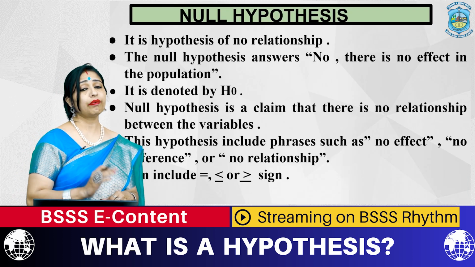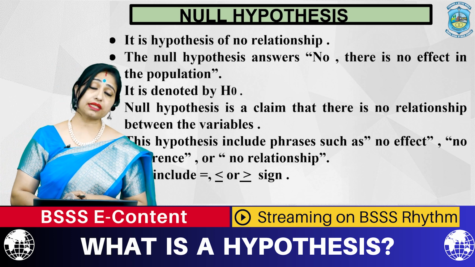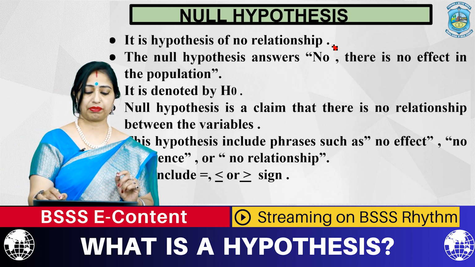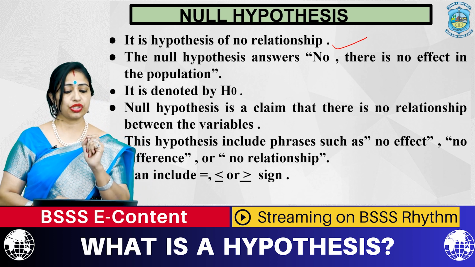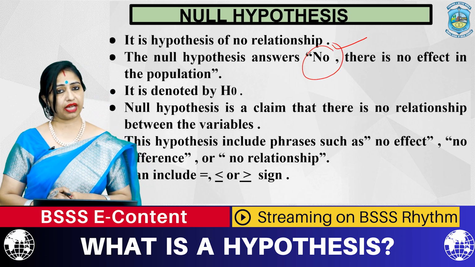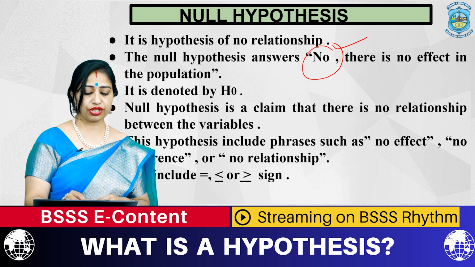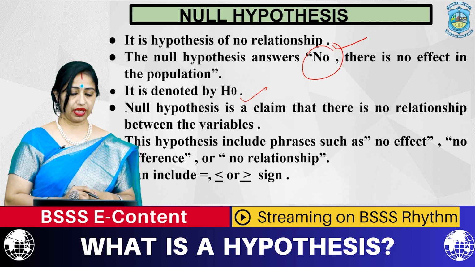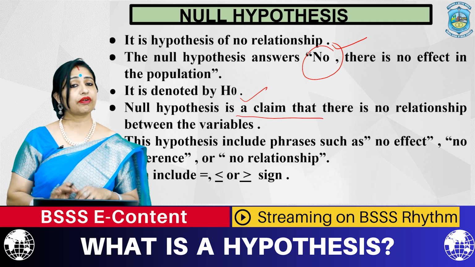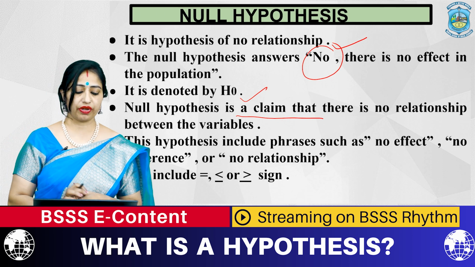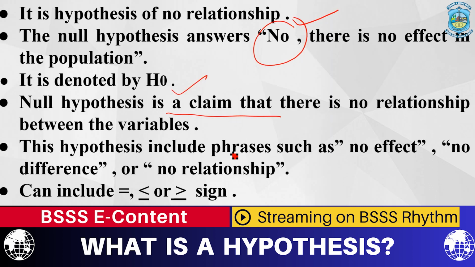Let's see further. When you are talking about the null hypothesis, it is a hypothesis which has no relationship. The null hypothesis answers no, and there is no effect in the population. It is denoted by H0. Null hypothesis is a claim that there is no relationship between any of the variables. The hypothesis includes phrases such as no effect, no difference, or you can even say no relationship between the variables. You can include equal, lesser than or greater than sign as well.